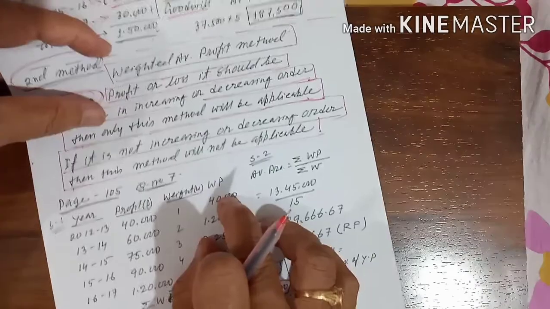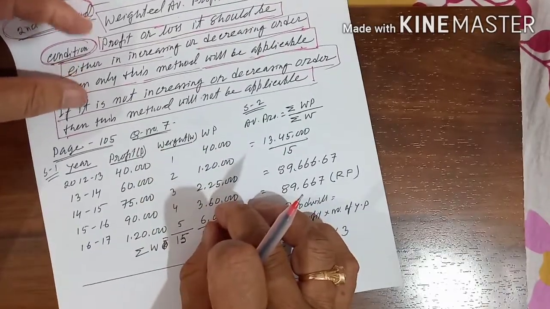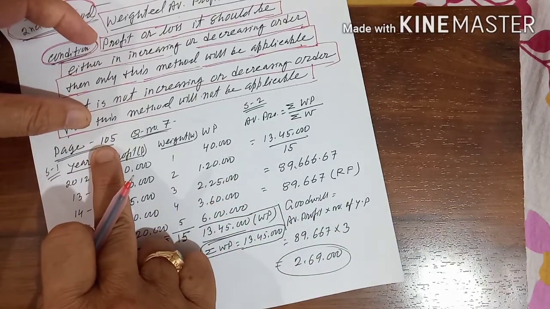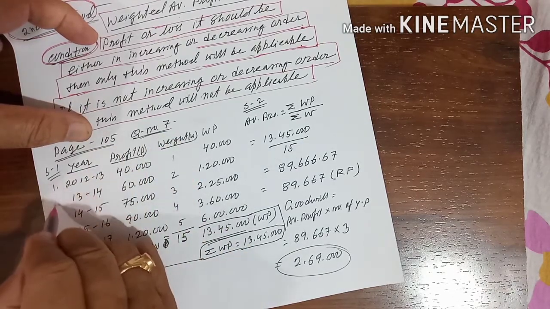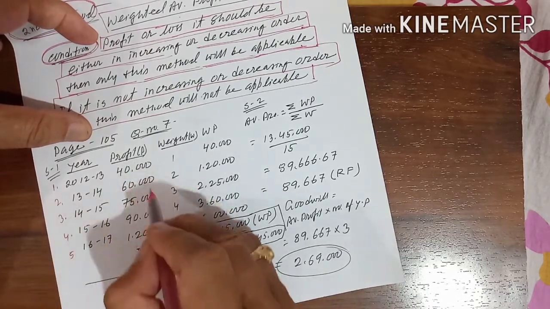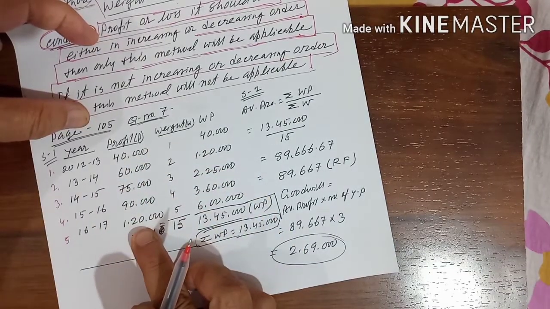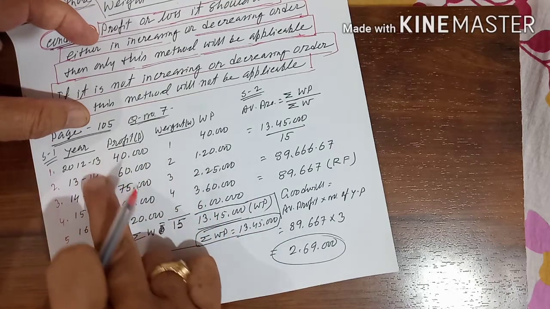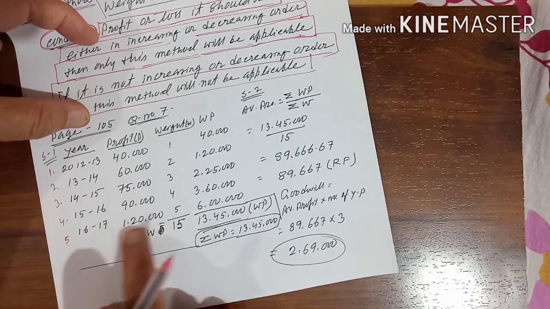So before applying this second method, try to find out whether it is given in increasing or decreasing order or not. See this question I have taken, page number 105, question number 7. How many years are given? 1, 2, 3, 4, 5 years are given. Profit is given as 40, 60, 75, 90, 120. Every profit is in increasing order. In the year 12-13 the next year is 60, next year it is 75, next year it is 90, next year it is 1,20,000.